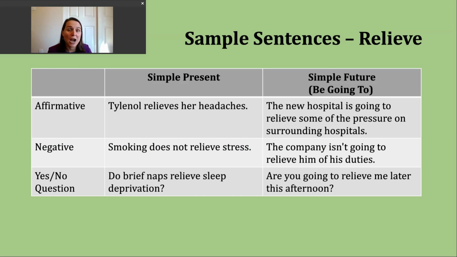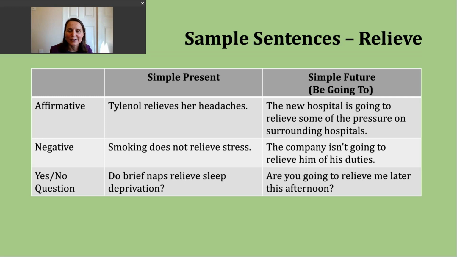Let's continue practicing our verb of the day relieve in a couple different verb tenses. Today we'll practice the simple present and the simple future using be going to. Let's start with the simple present. Remember, we use this verb tense to talk about habits and routines. We also use it to discuss facts.